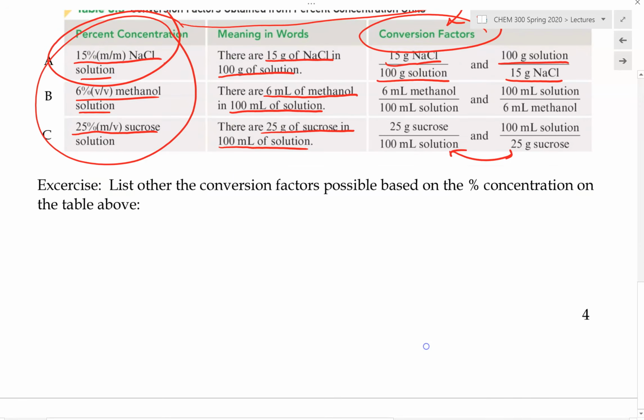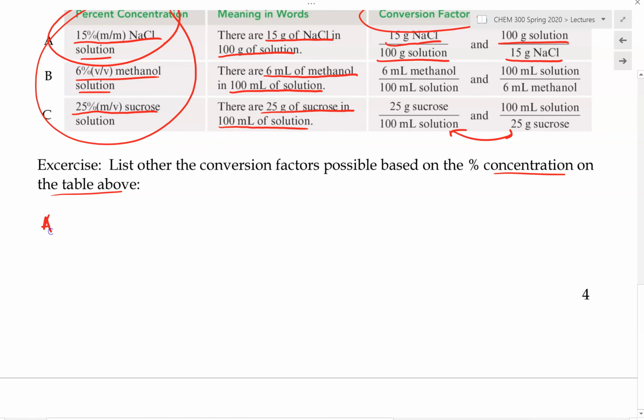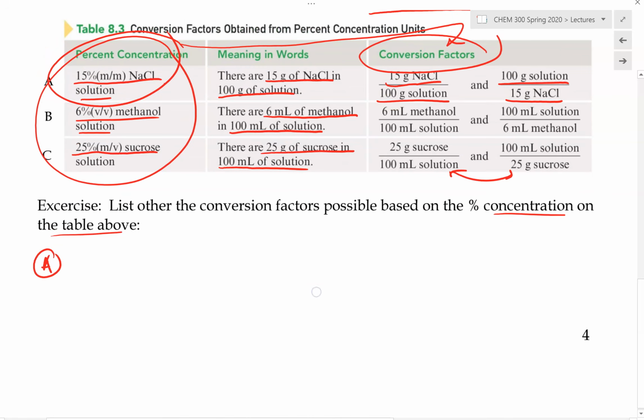Okay, and so here's an exercise. List the other conversion factors that are possible based on the percent concentration on the table above. So now let's take a look at solution A. On this solution A, these are the sets of two fractions that are reciprocal that we have come up with already. So the question now is, in addition to this set of conversion factors, are there any other conversion factors that we can also write? And the answer is yes.